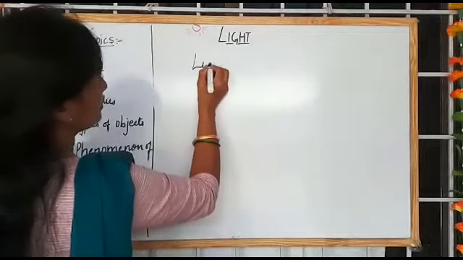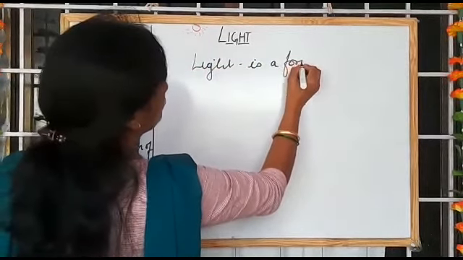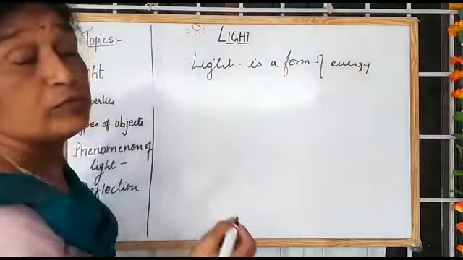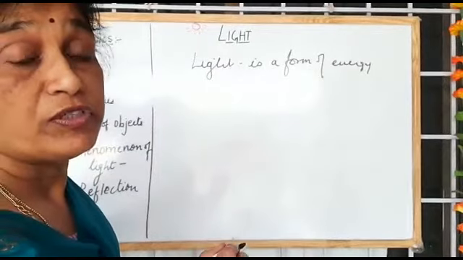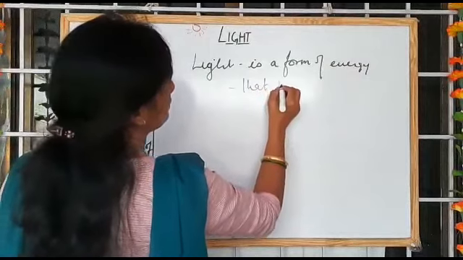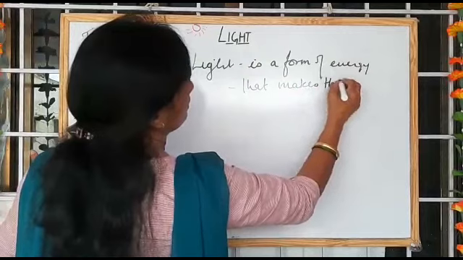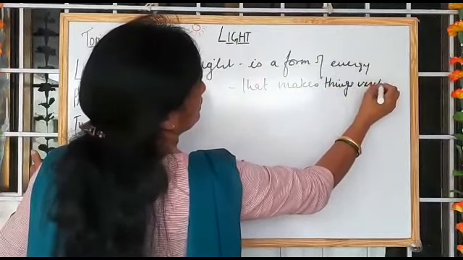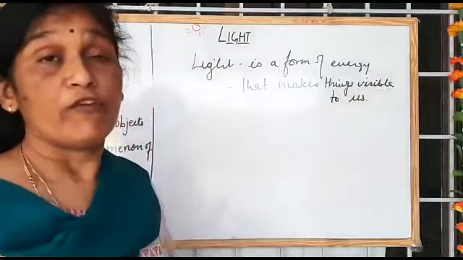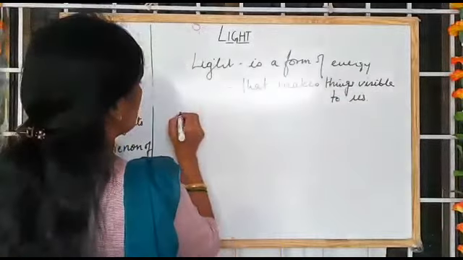So light is a form of energy. Okay, which form of energy? It is that form of energy which makes things visible to us. It means if we are able to see things around us, it's only because of light. Now, its properties.